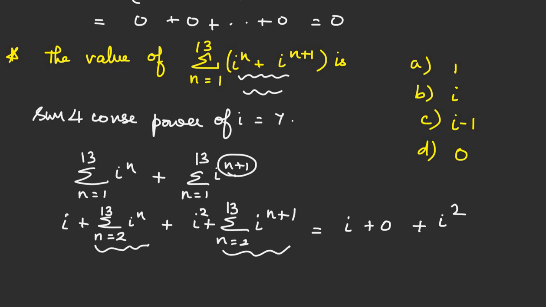Similarly, this will be equal to the second term. i squared is taken out. So i squared plus the next terms: i power 3 plus i power 4 plus i power 5, and so on, plus i power 13 plus 1, which will be 14, 12 terms here. So similarly, the sum of the consecutive terms is 0. So i squared plus 0. This is equal to i plus i squared, which is equal to i minus 1. So our answer is i minus 1.